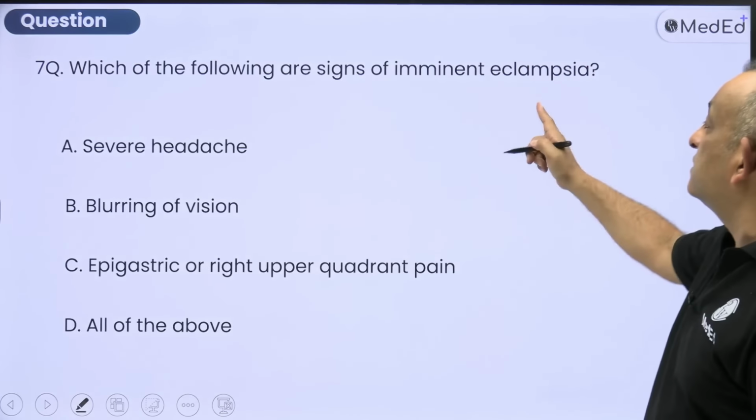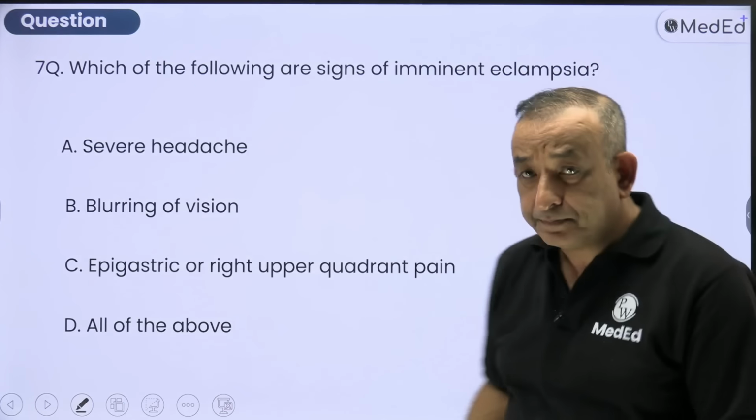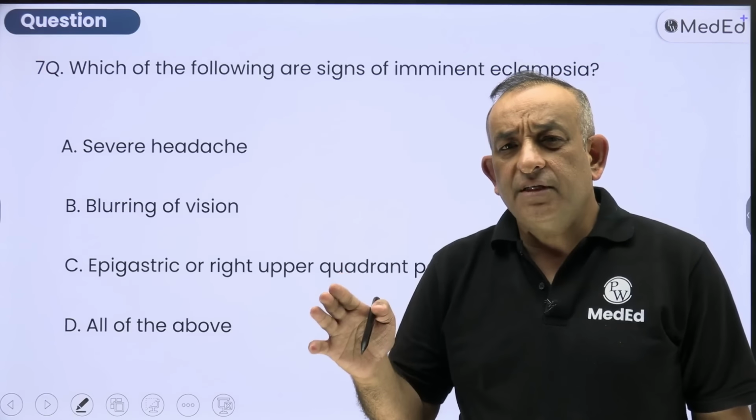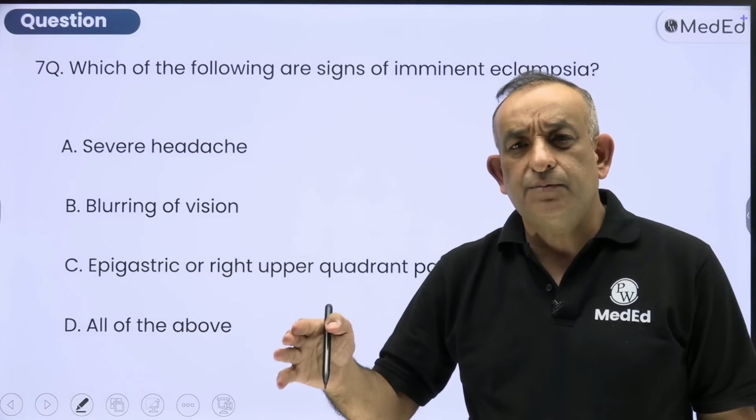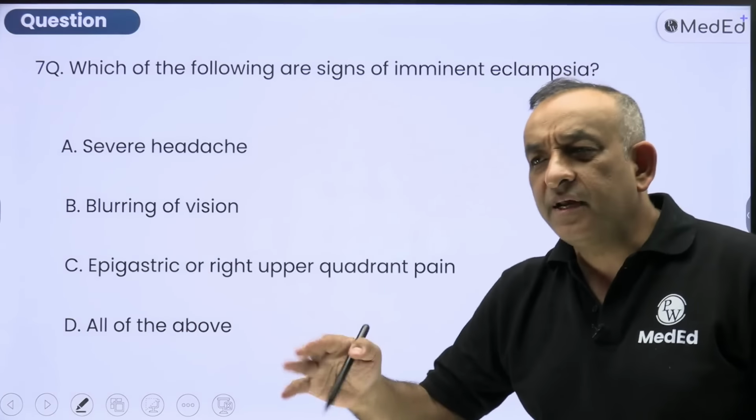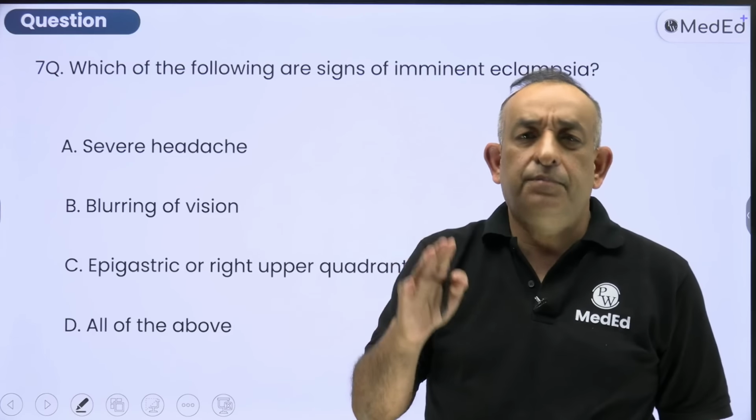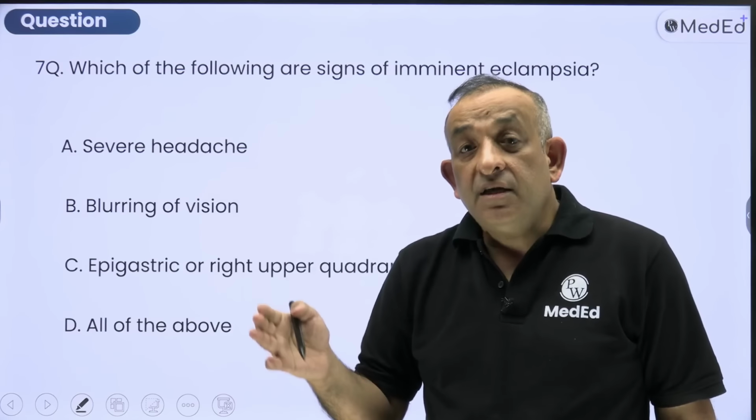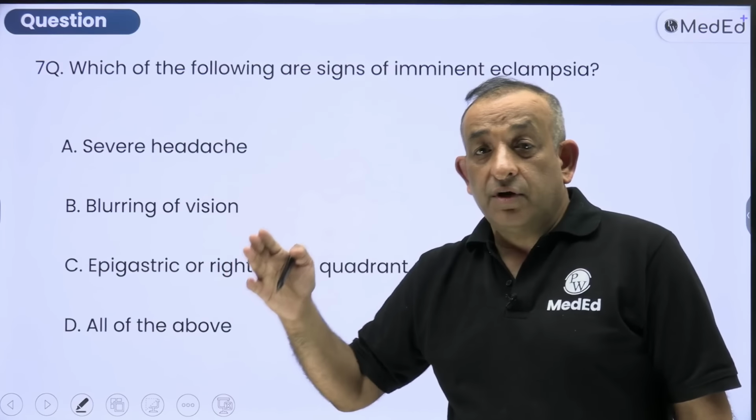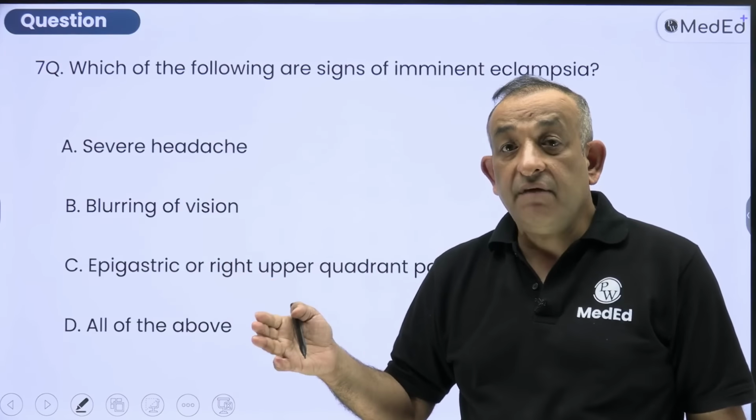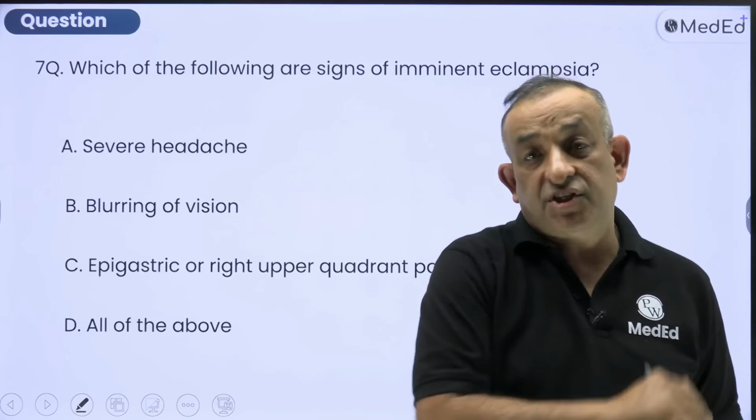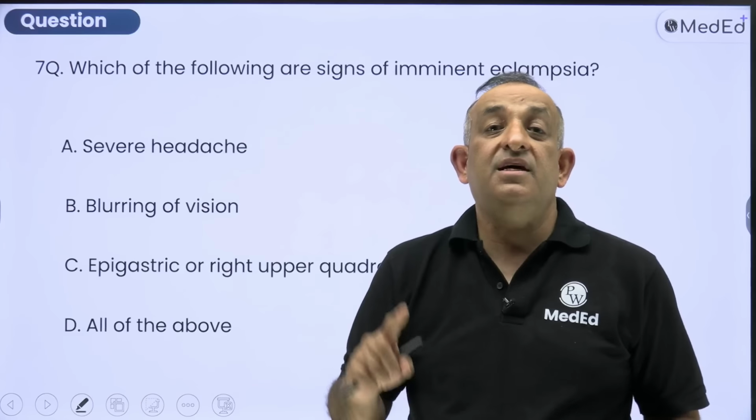Which of the following are the signs of imminent eclampsia? You know the stages of hypertension, gestational hypertension. If there is proteinuria, we say it is pre-eclamptic toxemia or simply called pre-eclampsia now. Pre-eclampsia is the best term. Hypertension with proteinuria, we call it preeclampsia. Now, if the person throws a convulsion, a generalized tonic-clonic convulsion, then it becomes eclampsia.